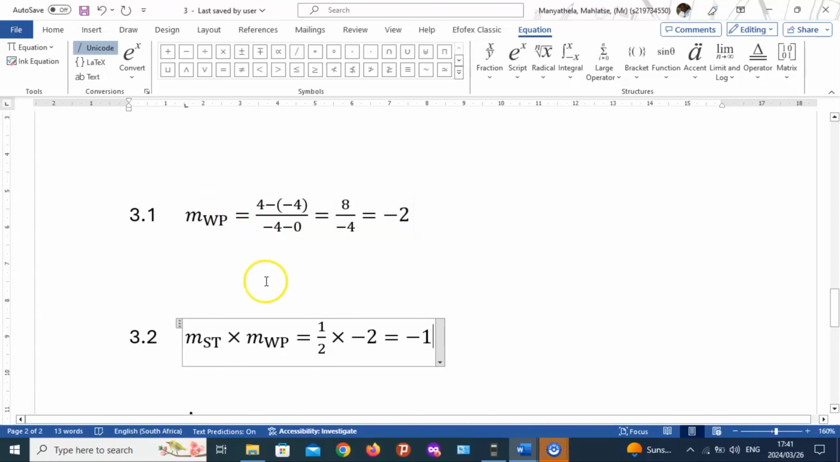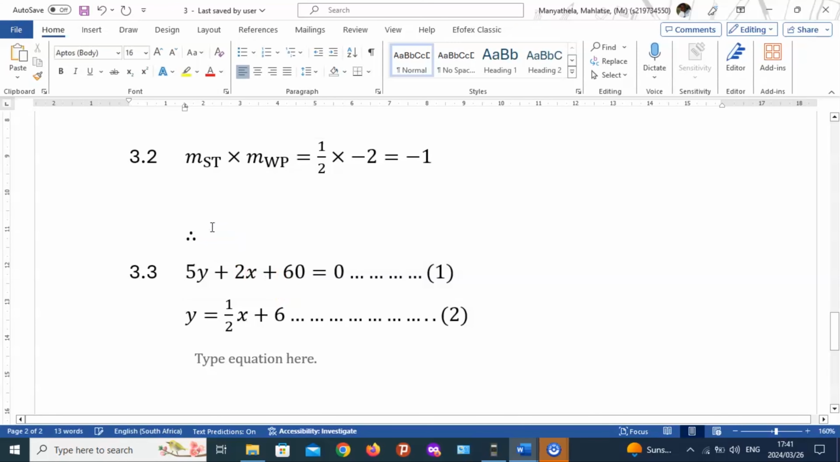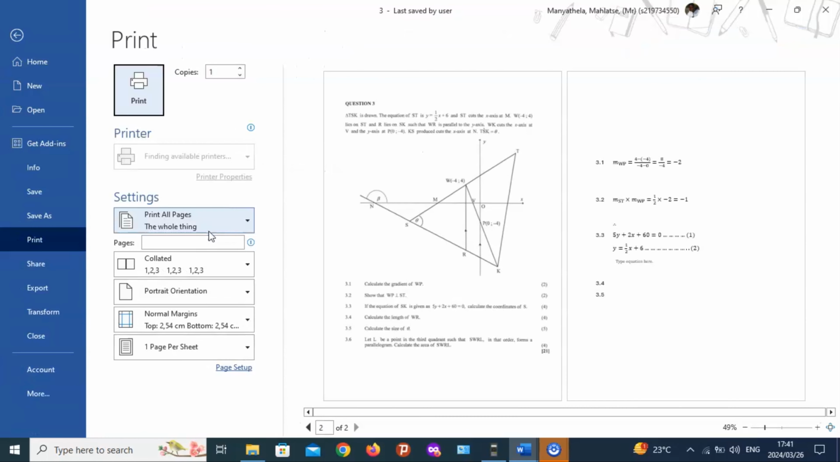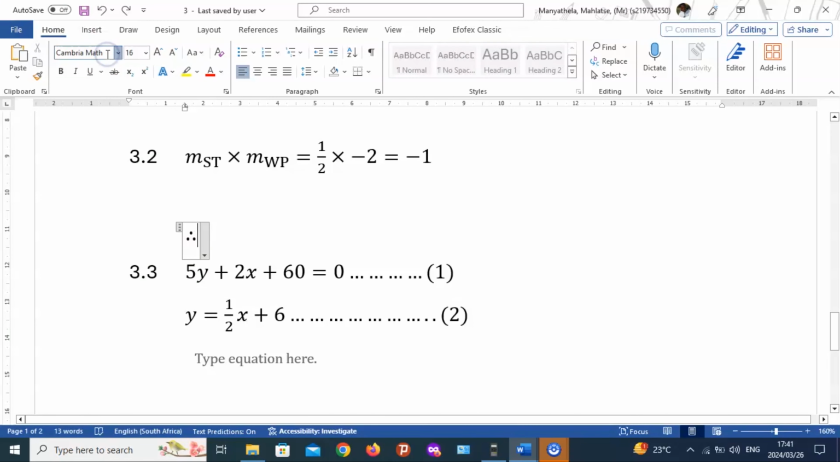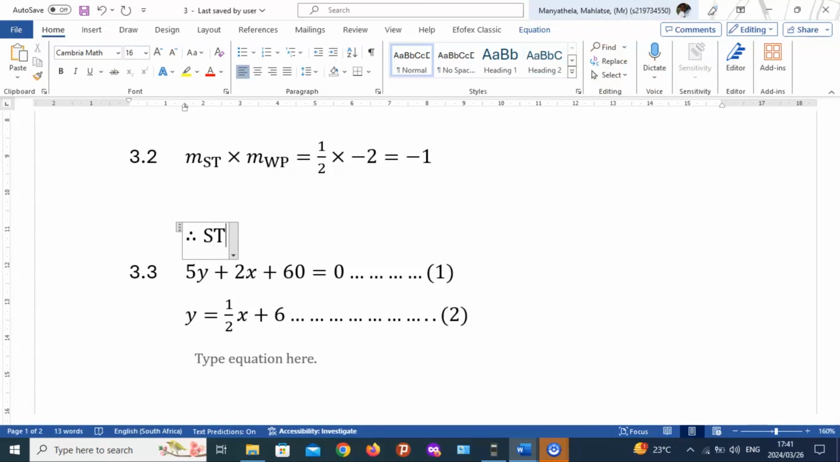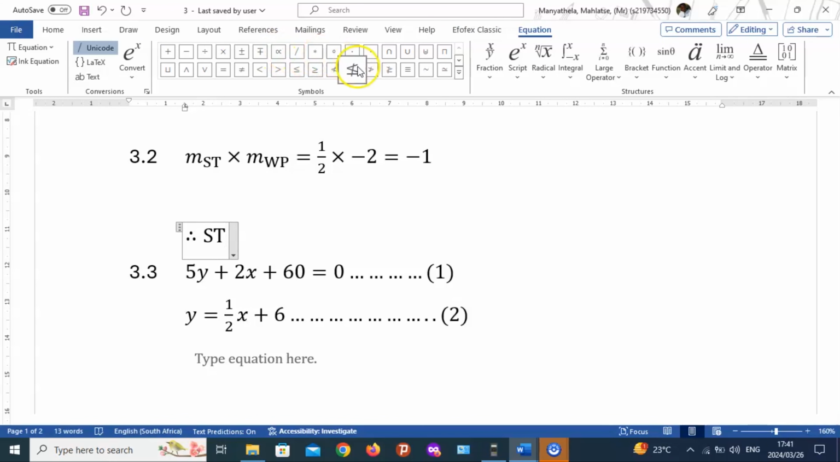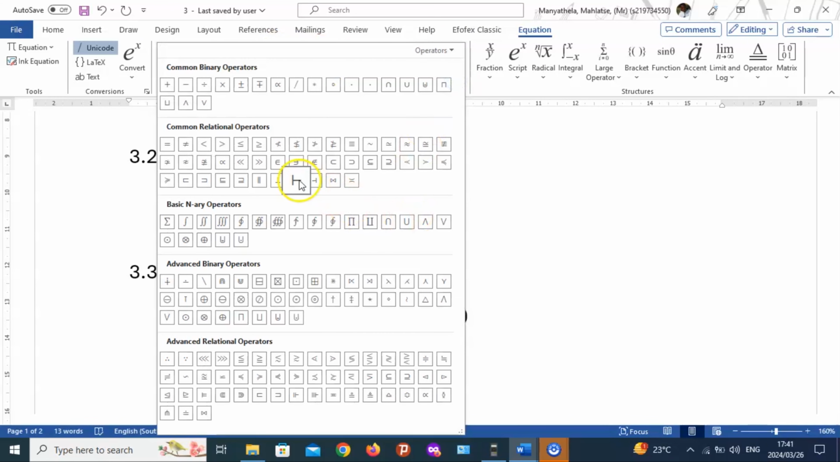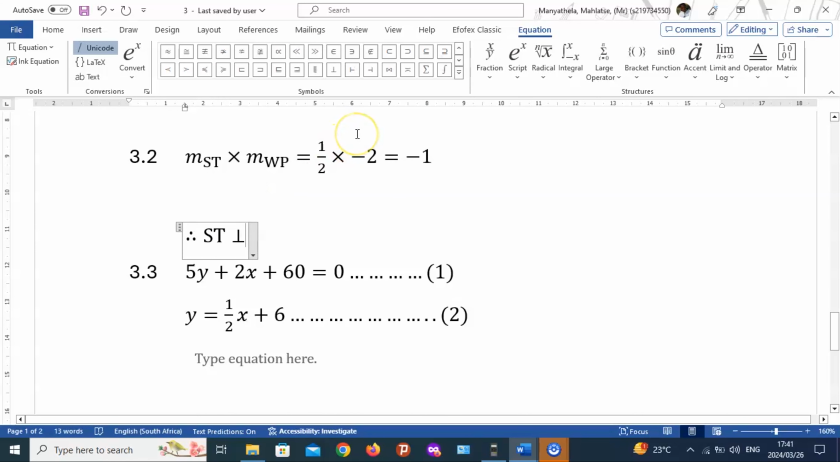So that's another way you can do it. Then you can say therefore ST is perpendicular to the other line WP. Why? Because the product of their gradients is equal to -1. Let's proceed.